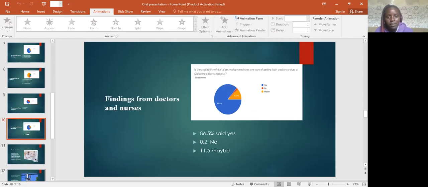And then we have the findings here from doctors and nurses. The question was, is the availability of digital technology machines one way of getting high quality service at Ololunga District Hospital? 86% said yes, 0.2% said no, 11.5% said maybe.